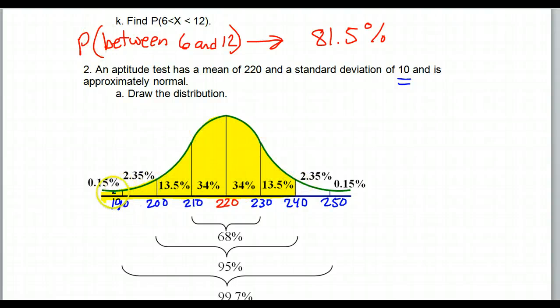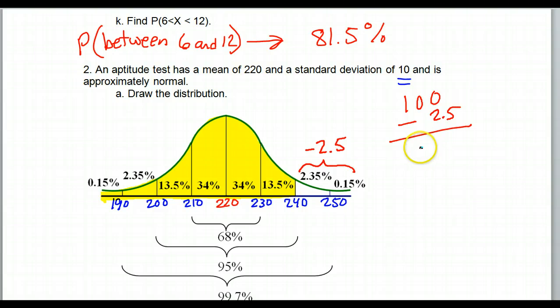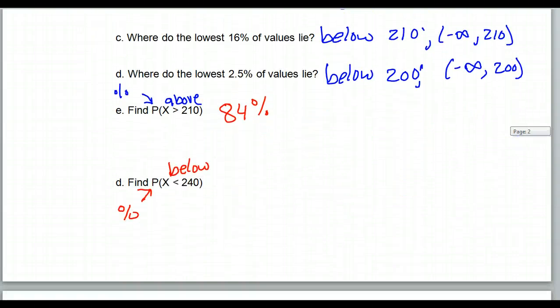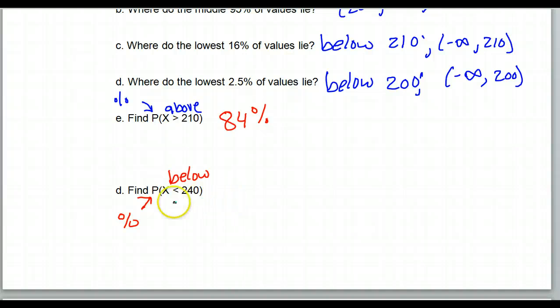So I can either add up all these percents, or probably in this case it would be quickest to start from 100, because that would be the whole thing, and then subtract the part that's not included. So I could just subtract this 2.5%. And that's going to turn out to be 97.5%. So that's the probability of a value below 240, 97.5%.